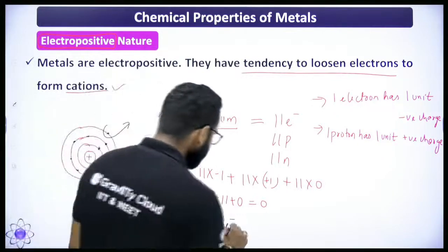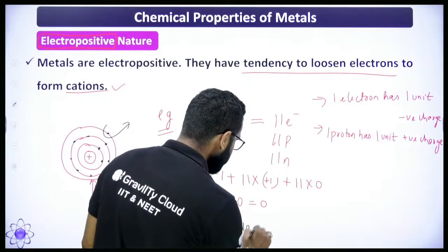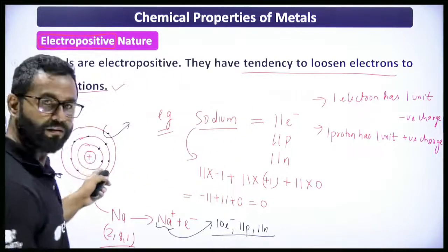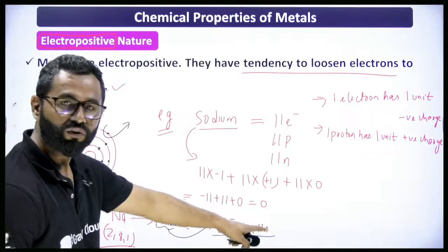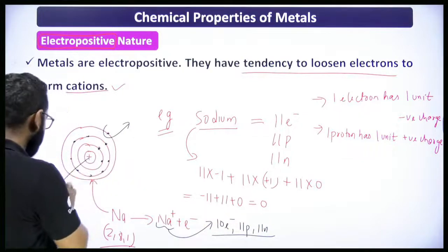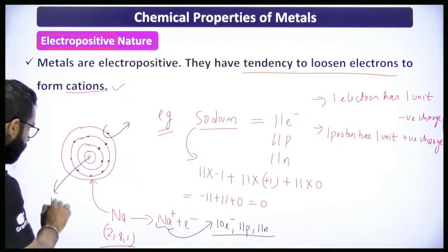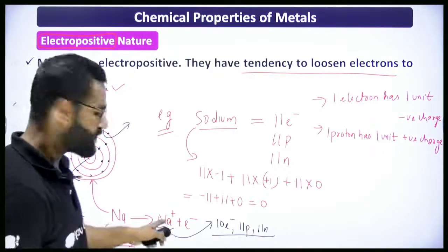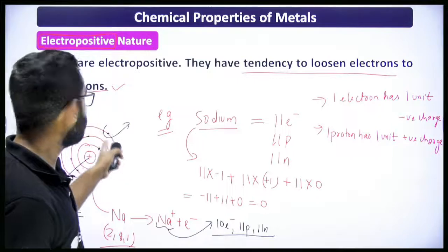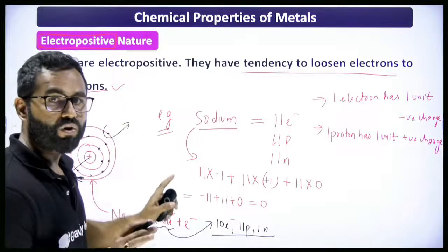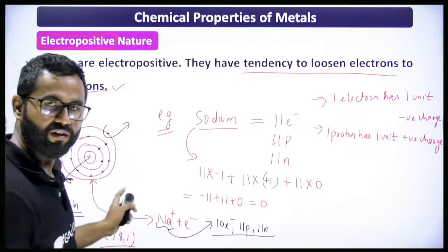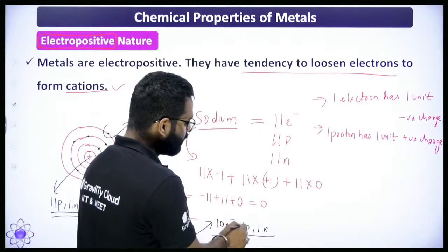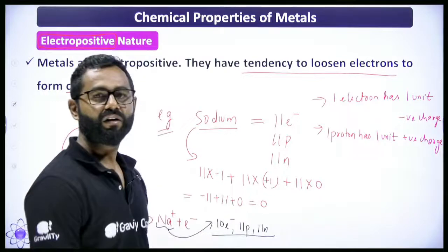And how many protons are there? Protons will remain the same and neutrons will remain the same. Remember, protons and neutrons are inside the nucleus. But for the formation of Na plus, only an electron is removed. Not proton, not neutron. Right? That means Na plus has 10 electrons, 11 protons and 11 neutrons.